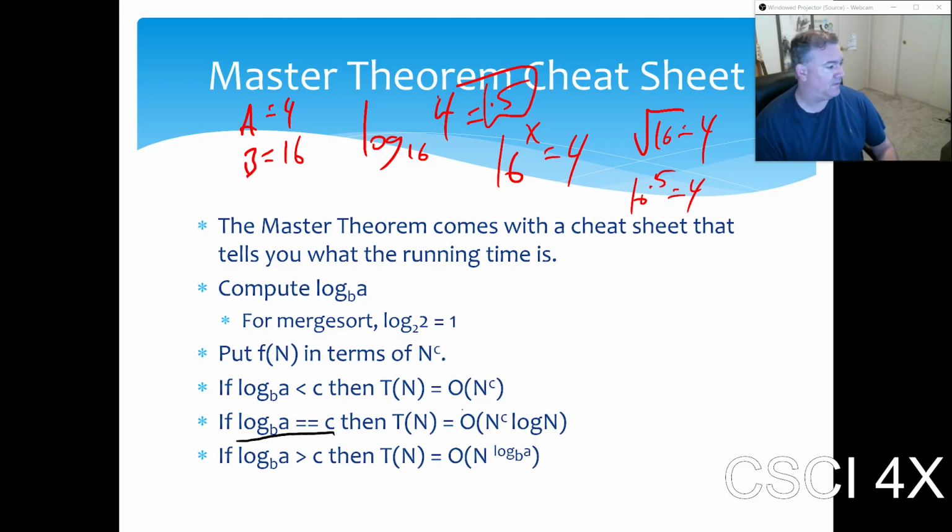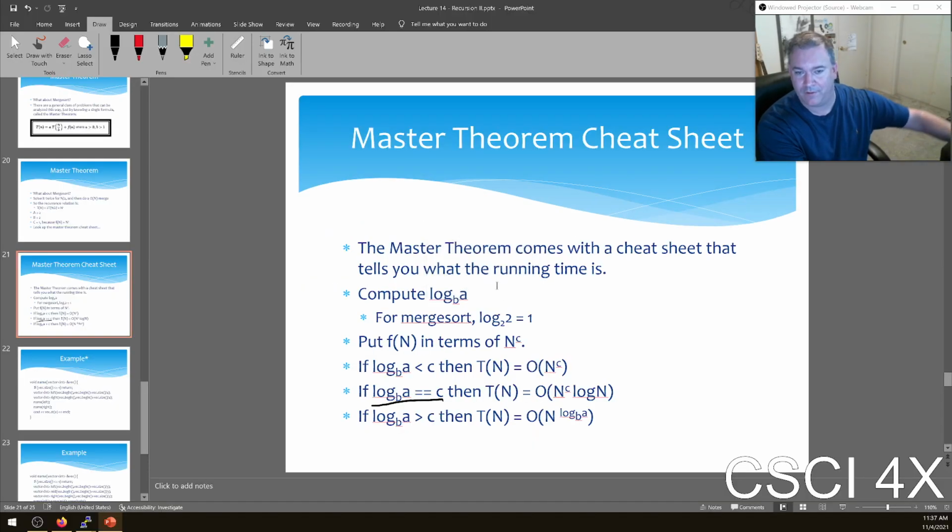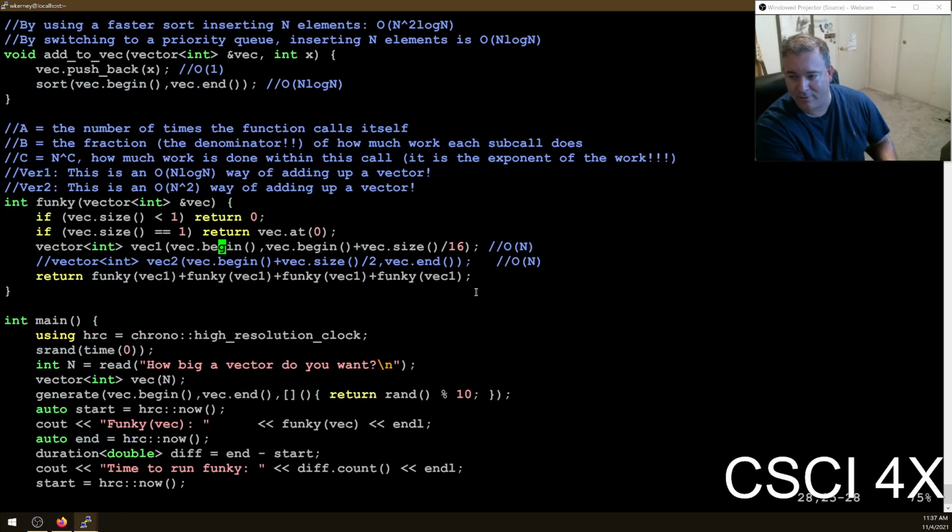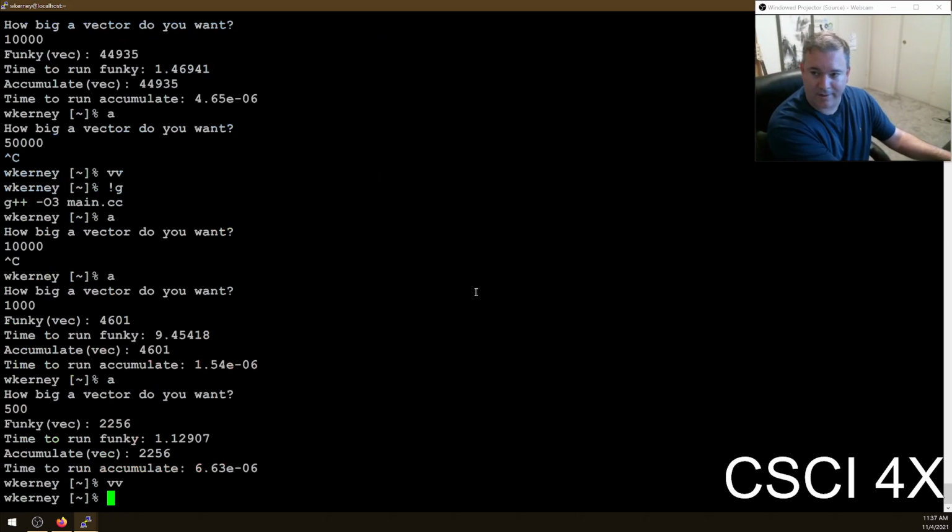And so, what's bigger? Log base b of a or c? C is bigger. So what's the running time of the algorithm? Order n. Okay. I think you guys got it now. You don't have to write n to the C when C is 1. Just write order n. Okay, so that is the Master Theorem. That'll be what your quiz is on, and it'll probably be on the competence exam as well, just to make sure you guys got it.